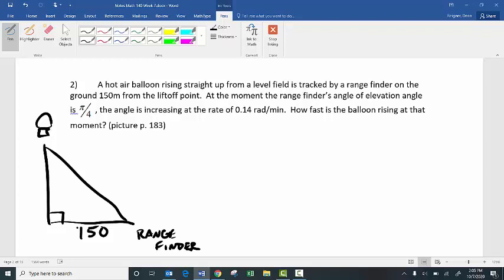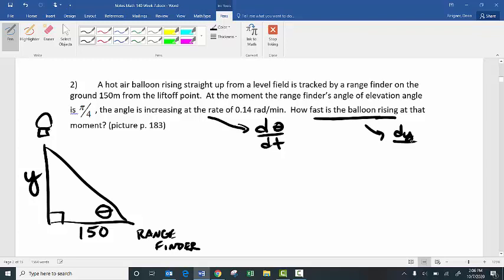So at pi over 4, at that angle, this angle is going to be changing, but it's going to stop at some point when it gets to 45 degrees. We know the angle is increasing at this rate. So this is d theta dt. This is the rate the angle is changing. It says how fast is the balloon rising. So our other variable we want to put there because we want to figure out the speed dy dt of the balloon, at that moment.